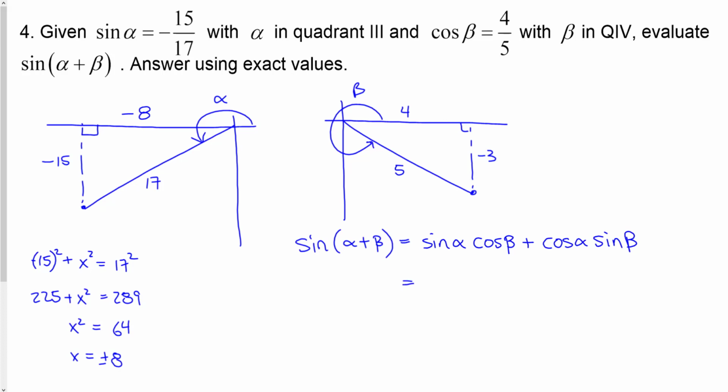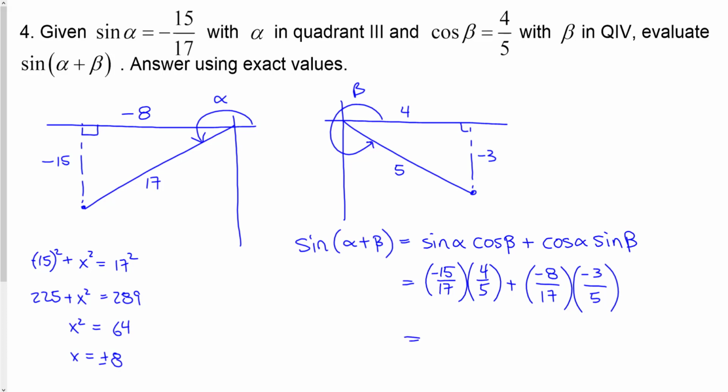Alright, but using these diagrams I can figure out what these are. Sine of alpha is already given as negative 15/17. And same for cosine beta, that was given as 4/5. Cosine of alpha I have to figure out. I just found that last side, which was negative 8. That's the adjacent side of that triangle over the hypotenuse to give me the cosine. Sine of beta, similar, but in this case it's going to be the opposite, which is negative 3 over its hypotenuse of 5.